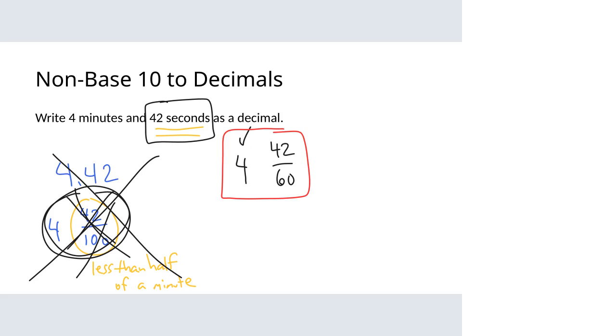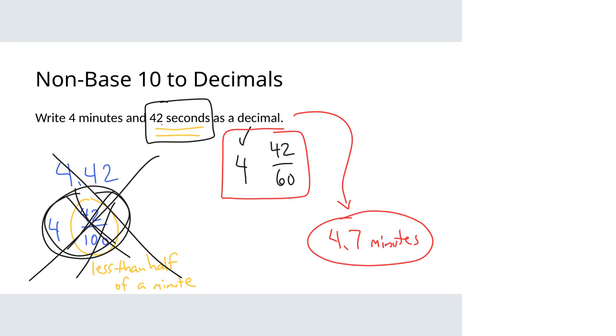Well, 42 60ths, how am I supposed to write that as a decimal? You can just divide 42 divided by 60, and that's 0.7. And so what we have here when we write 4 minutes and 42 seconds as a decimal is we wind up with 4.7 minutes. Let me know if you have questions about that.